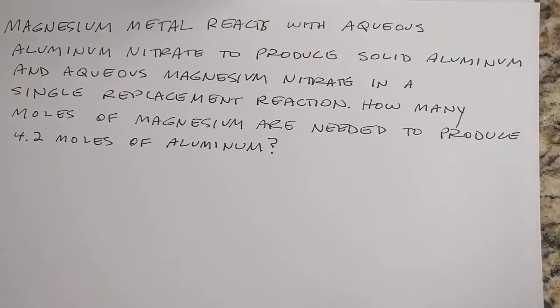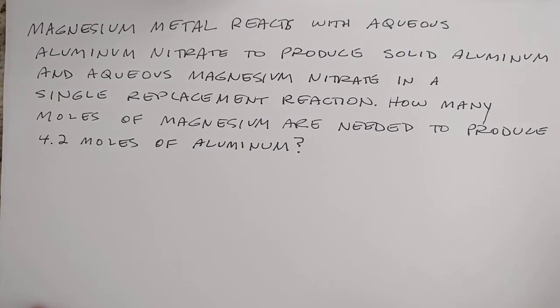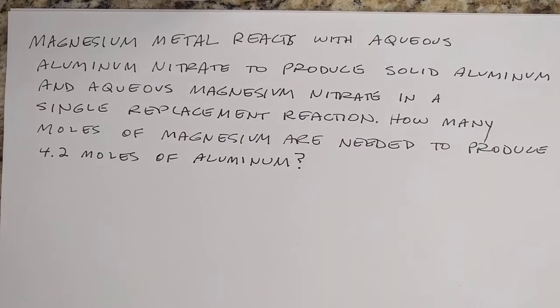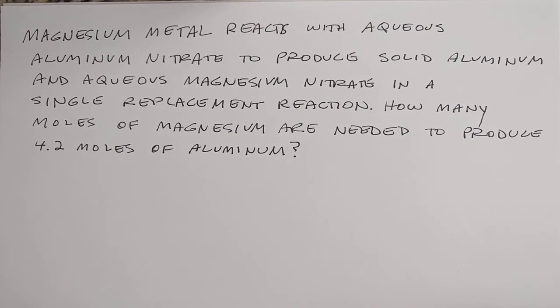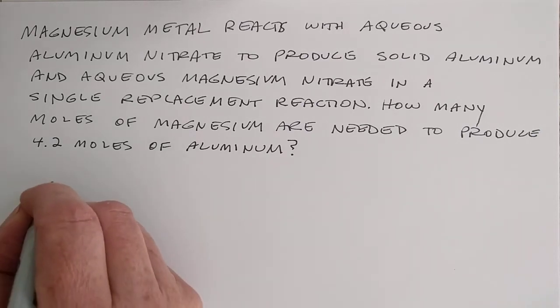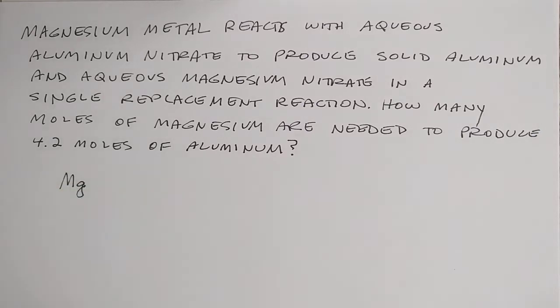All right, I think this is our last problem here. So now we have magnesium metal reacts with aqueous aluminum nitrate to produce solid aluminum and aqueous magnesium nitrate in a single replacement reaction. How many moles of magnesium are needed to produce 4.2 moles of aluminum? All right, so let's write in our substance formulas. So we have magnesium metal. So that is neutral magnesium, magnesium by itself, and it is not a Hofbrinkel. So we just write Mg.